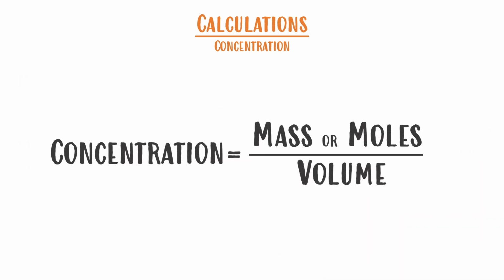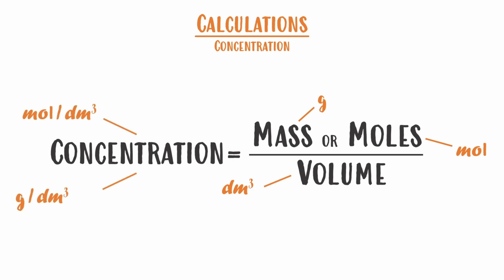Now, starting off, here's our formula for concentration, where concentration is going to equal mass, or moles, divided by volume, where mass is measured in grams, moles is measured in mole, volume is measured in decimeters cubed, and concentration depends on whether you're using mass or moles. If using mass, it's grams per decimeter cubed, and if we're using moles, we're going to have moles per decimeter cubed.